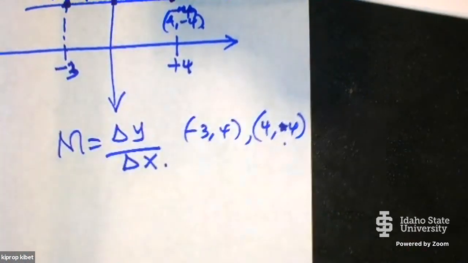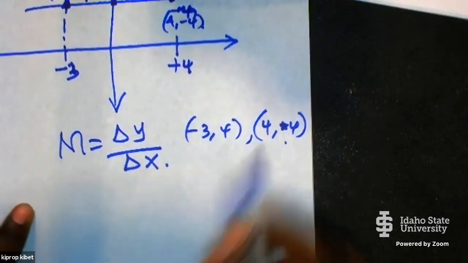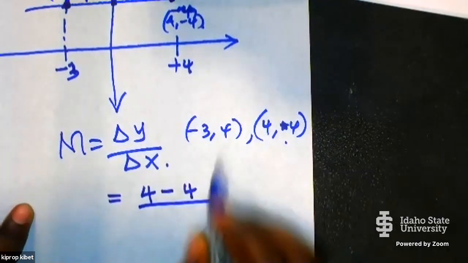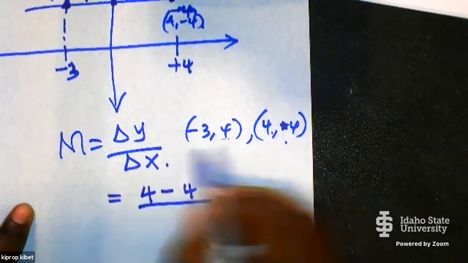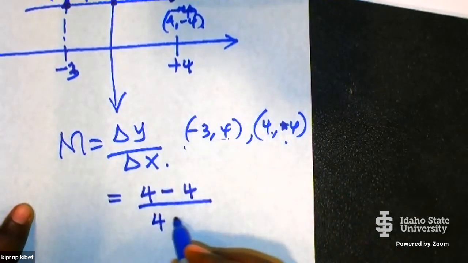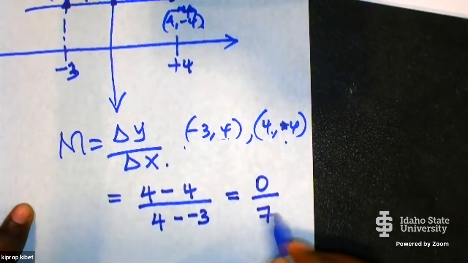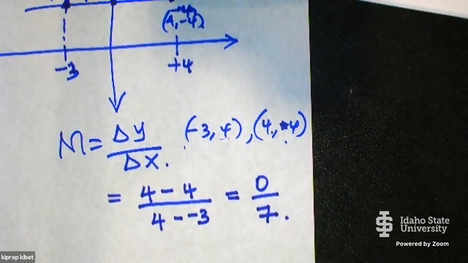So here, the change in y is what? Is there any change in y? So the change in y equals 4 minus 4, all over the change in x, which is 4 minus 3, which equals 0 over 7, right? So 0 over 7 is what?